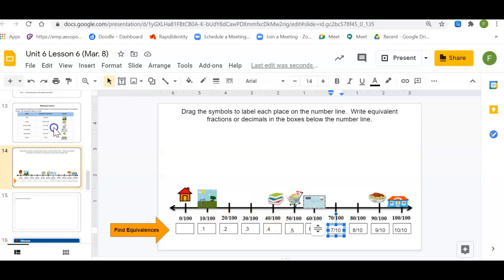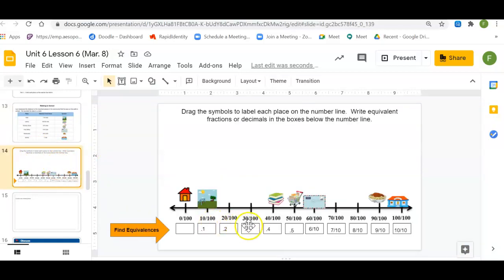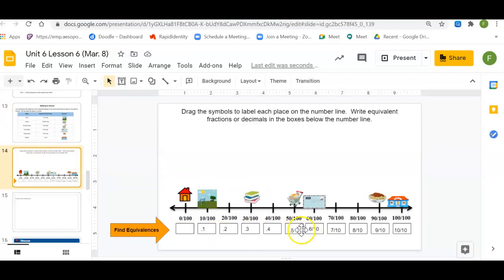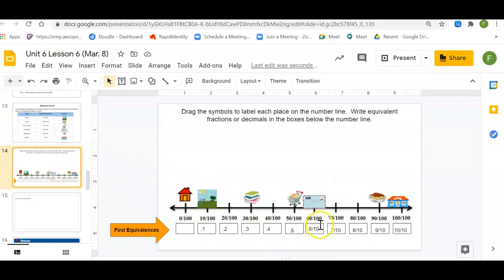So that's the library. So when we go back to the library, that was showing 30 hundredths. So let me make a correction on that one. So I should have that one right here. So that's 30 hundredths for the actual library. Okay, so now let's go to the grocery store. So the grocery store is 5/10 of a mile. So that's equivalent to 50 hundredths. That's halfway. So I put that right here.